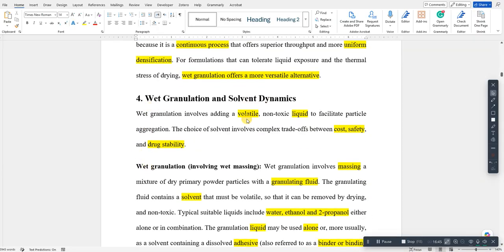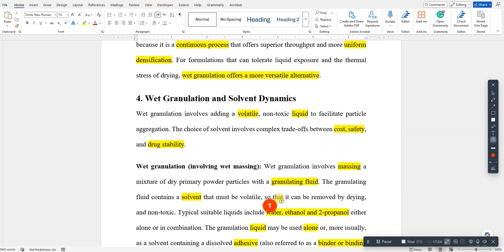Getting into wet granulation, the liquid that we use has to be volatile because you need to dry the wet mass, and it has to be non-toxic. Some of the things you will take into account are the cost, the safety, and the drug stability when you are choosing your liquid. So the liquid is very important. But what liquid do we usually use? The liquid that we usually use is water, and this is the most common.